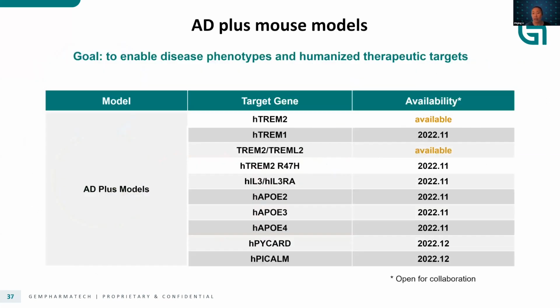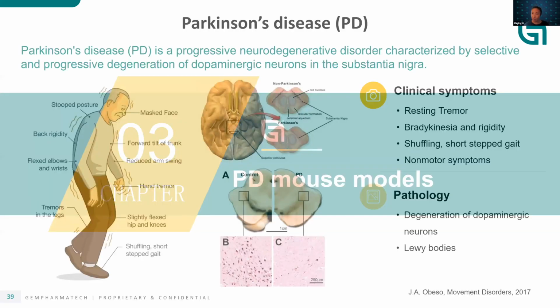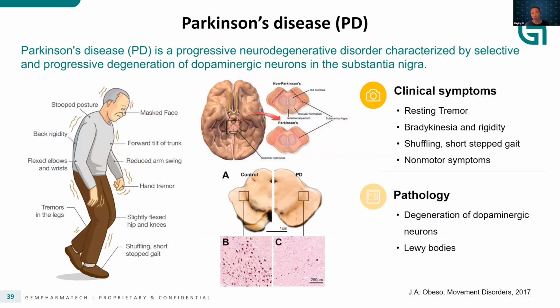So with that as our goal, we have initiated several strains where we're introducing wild-type human alleles or some mutant alleles into the mouse. So this is the current status of that AD plus mouse model project. As we wrap up the AD, I'm going to give you a little introduction into the two PD models we have been working on.